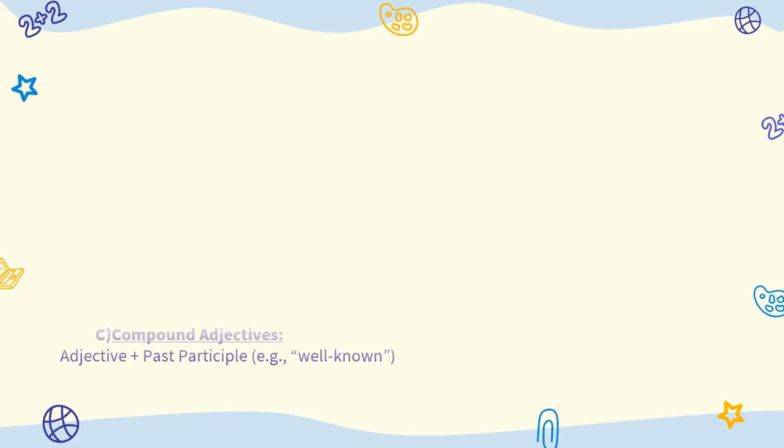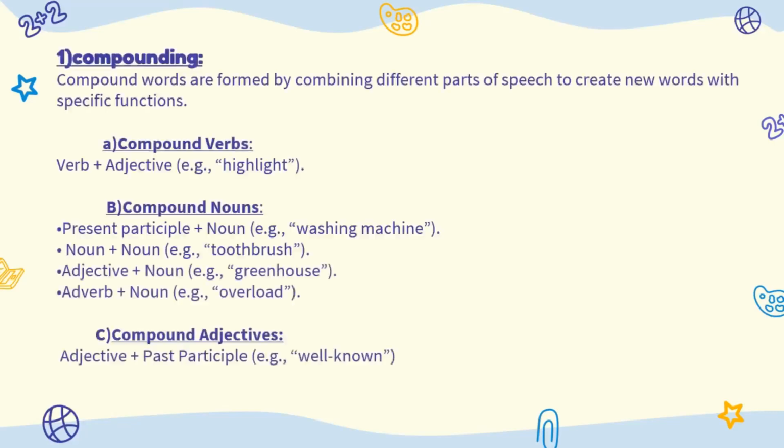First is compounding. Compound words are formed by combining different parts of speech to create new words with specific function. First, we have compound verbs. Verb plus adjective, like highlight. Compound noun, which is noun plus noun like toothbrush, adjective plus noun like greenhouse, adverb plus noun like overload, present participle plus noun like washing machine. Third, compound adjectives, like adjective plus past participle, like well-known.